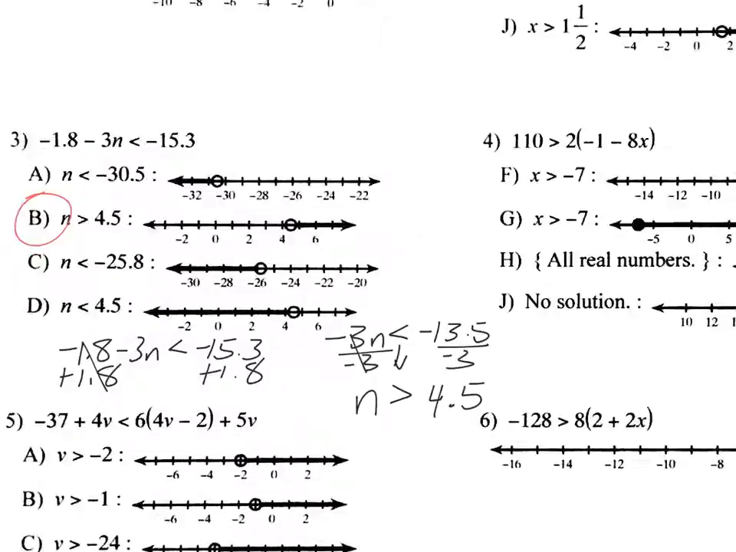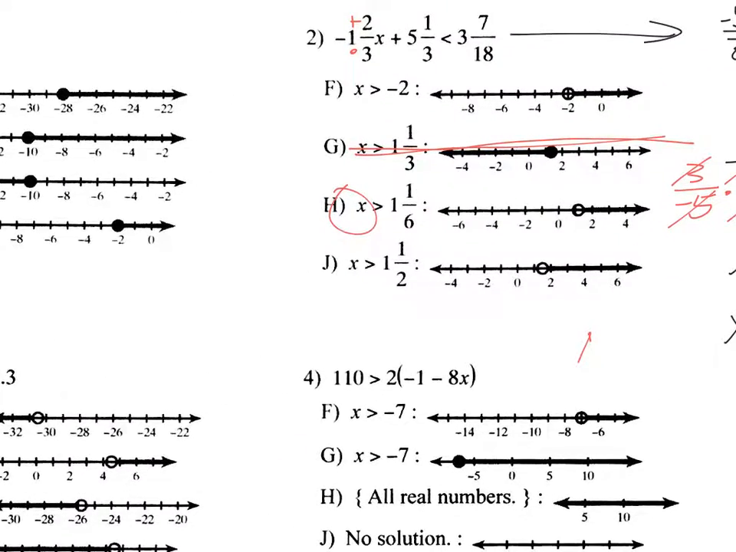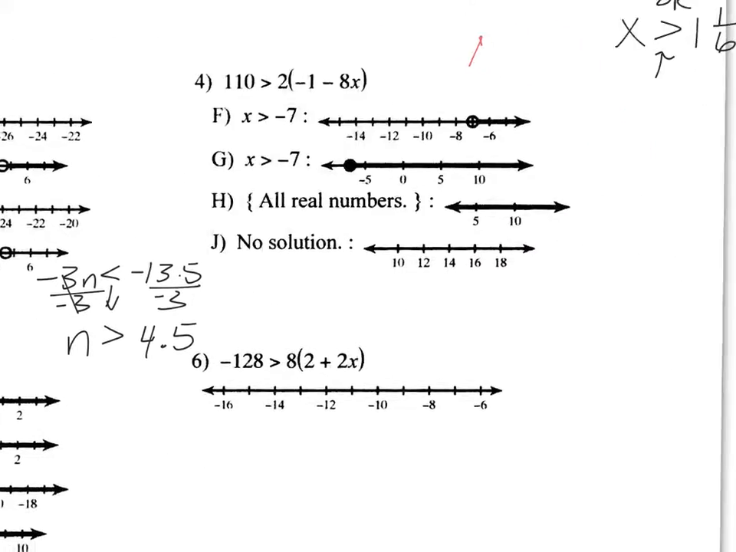Real quick, let's go back up here. If you notice, the answer choice up here did use a mixed number. That's one of the reasons we changed it, besides looking at the graph. Okay, number 4.